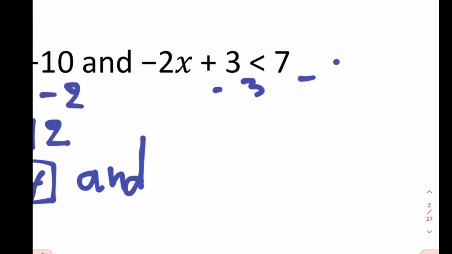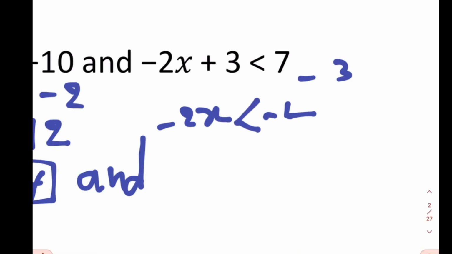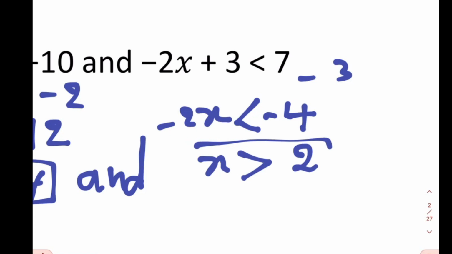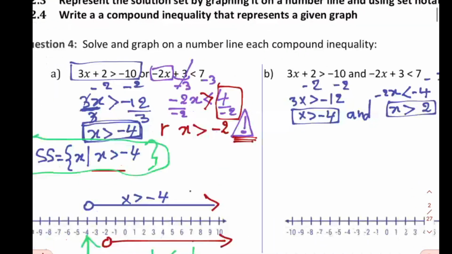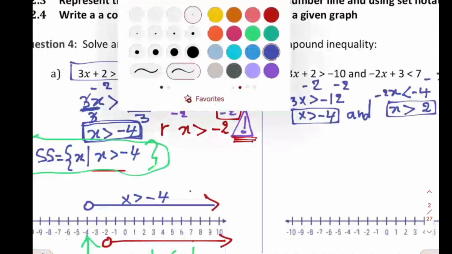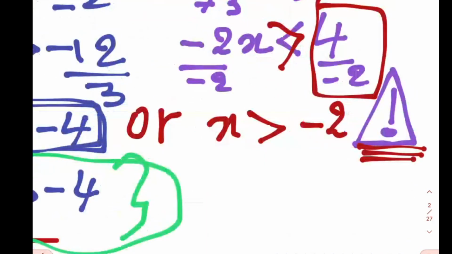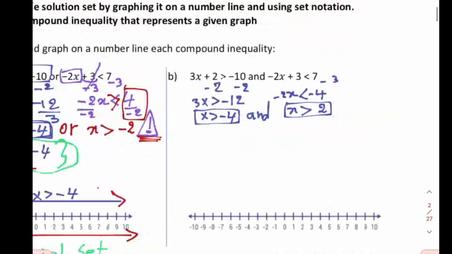Minus 3, minus 3, you get negative 2x, sorry, not equals. Be careful with this. We are not with an equation, we are with an inequality. So you copy it as it is, more than negative 4. And then divide by negative 2, and the inequality sign reverses because you divide by a negative. So what's the difference between this and this? They're the same. The only difference is that one has an "or" and this one has an "and."